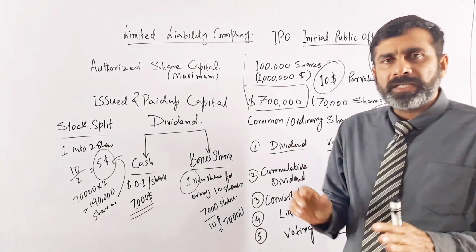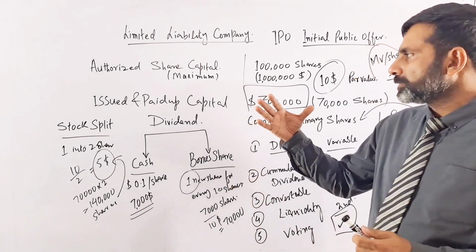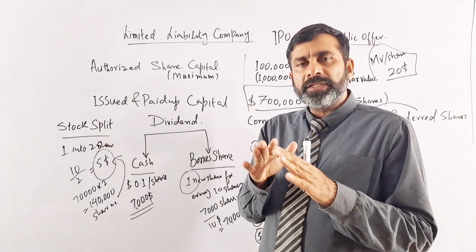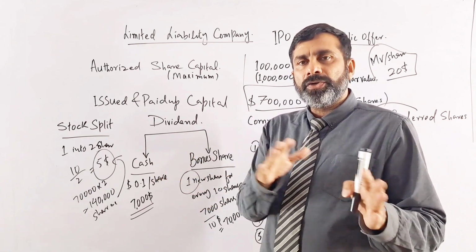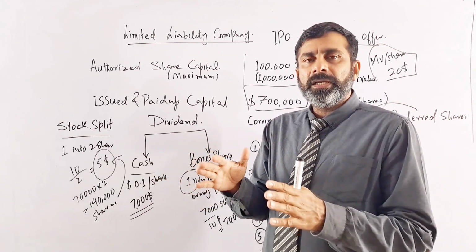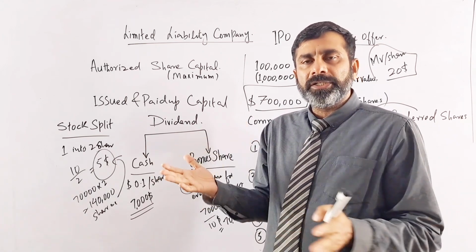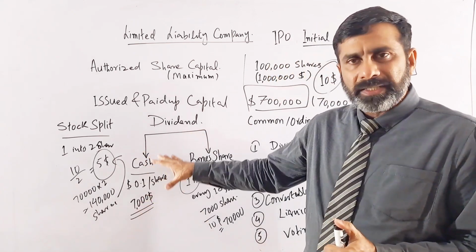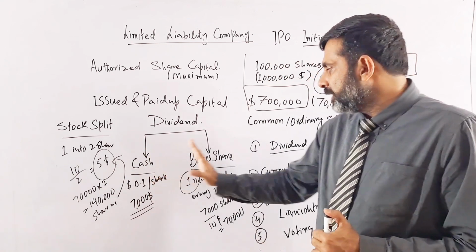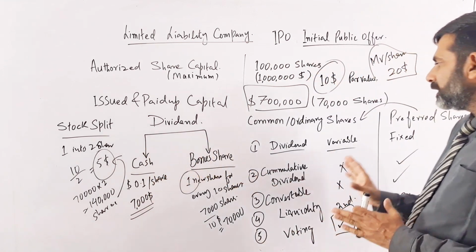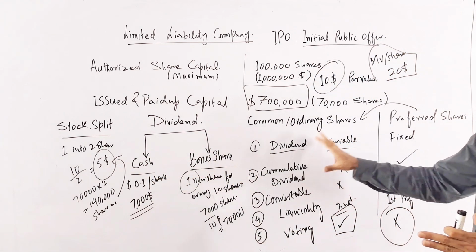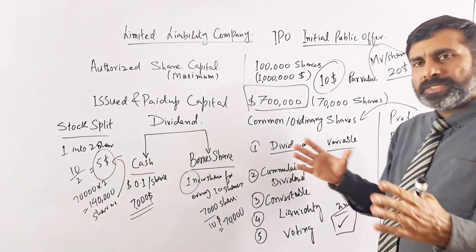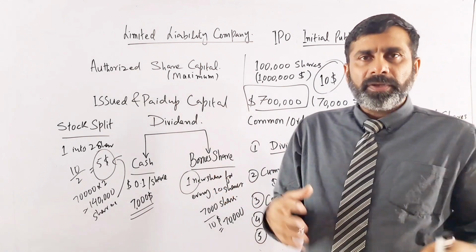So today we have discussed some of the basic concepts, like what a stock split is. The common shares are normally split, like 1 share into 2 shares, or 1 share into 5 shares or 10 shares, depending on the company policy. The next thing we discussed was the dividend, which can be a cash dividend or bonus shares. And then we discussed the ordinary share capital and the preferred share capital, and the main difference between them. So this is the concept, and this is the topic for today.